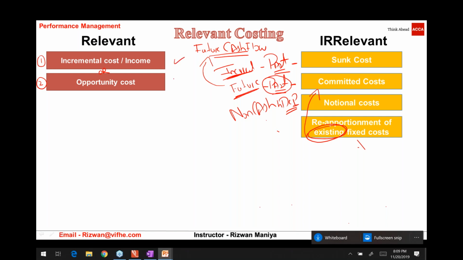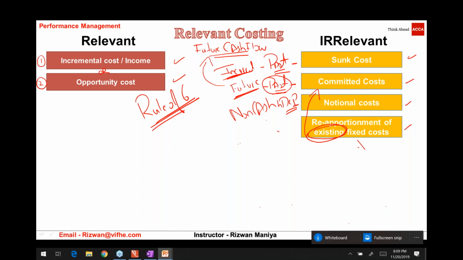So, two things that make a cash flow relevant and four things that make a cash flow irrelevant. And here I am making a rule of six. Now this is the key thing, rule of six. Come on, say what is this? Just write it down. Rule of six. Quickly write rule of six.